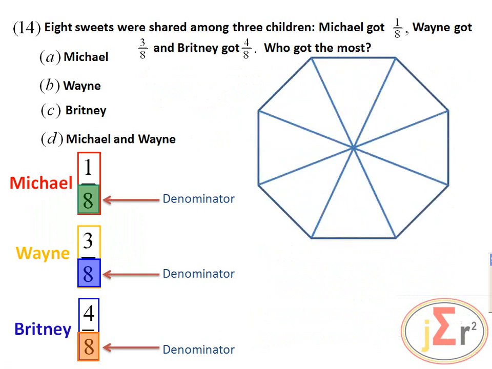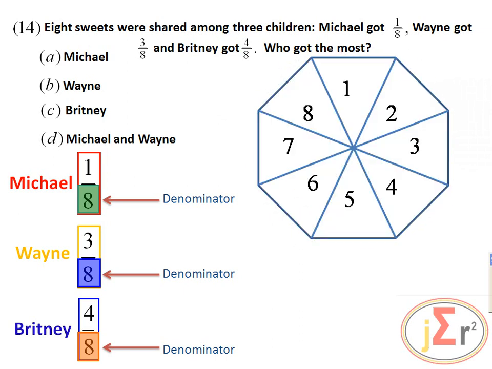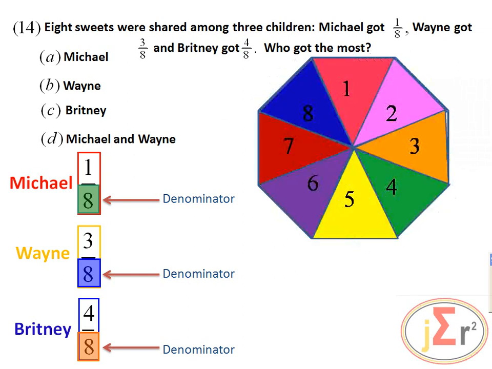8 equal parts. How do we know that we have 8 equal parts, Jerry? Because the sweets is shared with a denominator of 8. So we know that we have 8 equal parts. So let us count them. 1, 2, 3, 4, 5, 6, 7, 8. Right, so we have 8 of them. So the entire thing is divided into 8 equal parts.